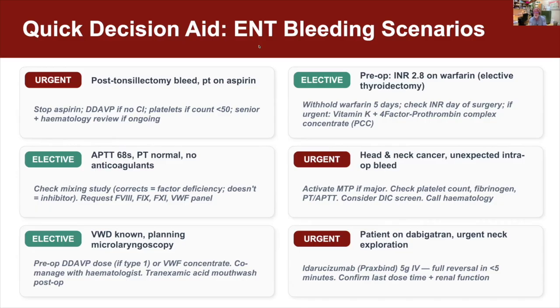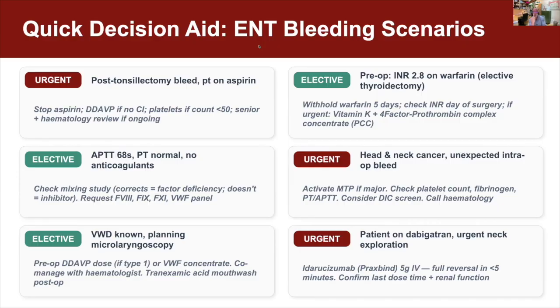Elective patient, von Willebrand disease, known, planning for microlaryngoscopy. Pre-op DDAVP if they're type 1 VWD, or von Willebrand factor concentrate. Manage this alongside the hematologist, contact hematology and get them involved. Tranexamic acid mouthwashes post-op.